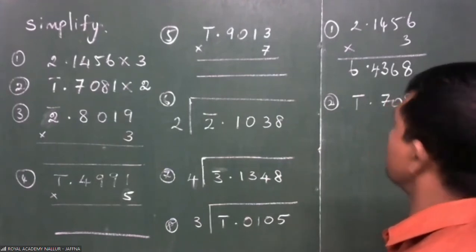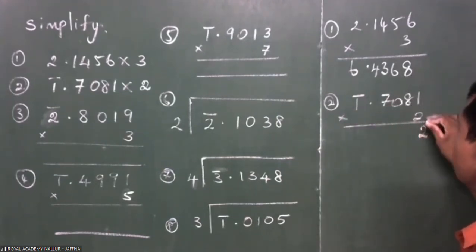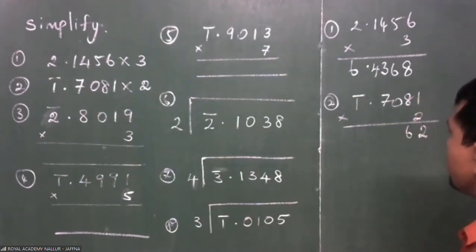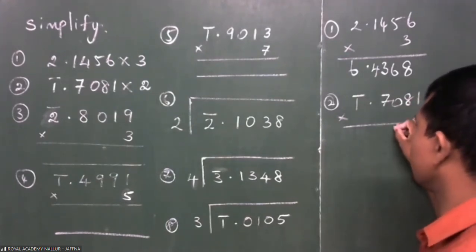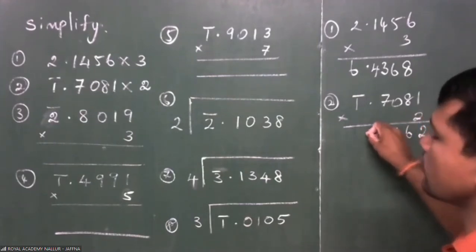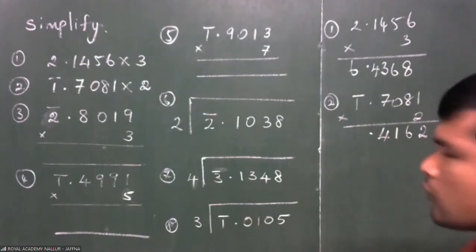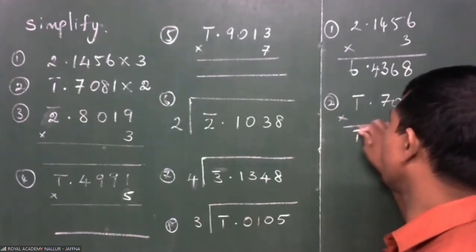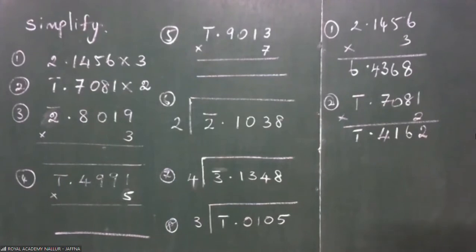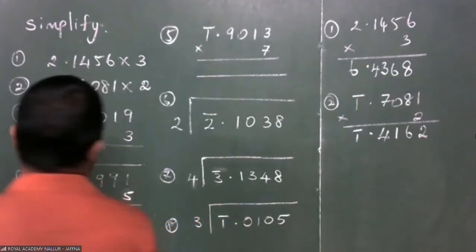Second one, bar 1.7081 by 2. Multiplication. 2 into 1 is 2. 2 into 8, 16, remaining 1. 2 into 0, 0, therefore that 1. 2 into 7, 14, 4 here, 1 remaining plus 1. 2 into bar 1 is bar 2. Bar 2 plus 1 is bar 1. So bar 1.4162 is the answer for the second question.